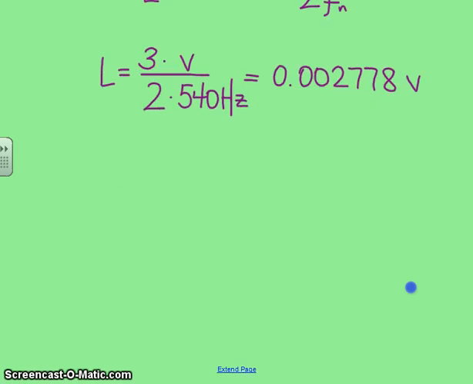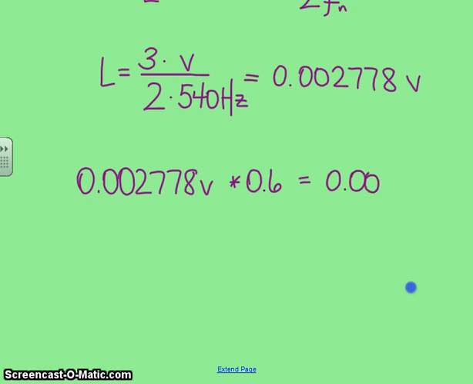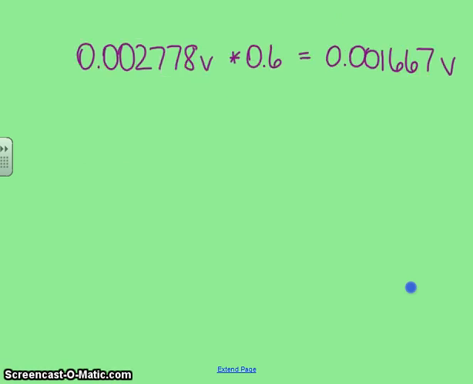It'll end up canceling out. You'll see that in a minute. It tells me that I now have a length of 60% of that. And to get 60% of that, I multiply this number times 0.6. 0.002778V times 0.6 gives me 0.001667V. That's my new length, and that's what I'll plug into the new equation to find the fundamental frequency, or F1.